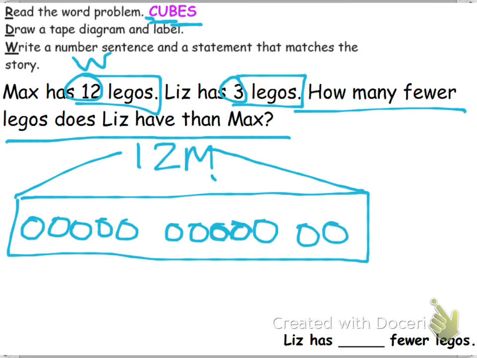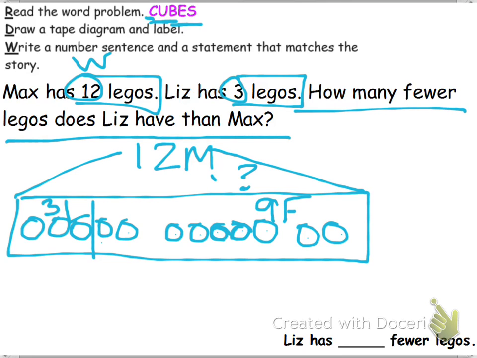Now Liz has 3 Legos. So now within these 12 Legos, I'm going to box off 3. And I'll put 3L for Liz. Now the rest, this mystery right here, this is going to be how many fewer Liz has than Max. So I have 1, 2, 3, 4, 5, 6, 7, 8, 9 fewer.